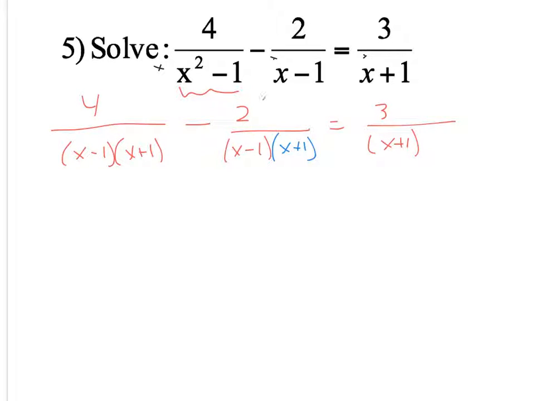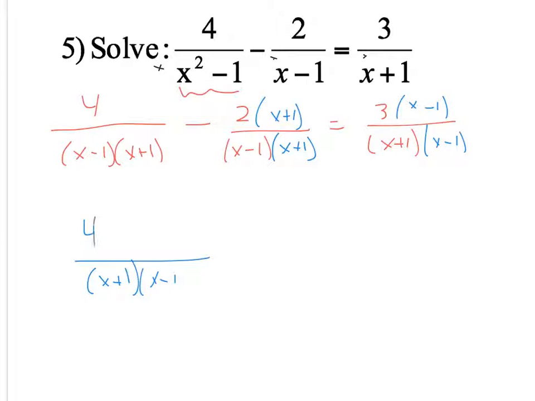X plus 1 here, x plus 1 here, and on the other side of things, x minus 1, x minus 1. And now since my denominators are the same, I can only worry about the numerators to get numbers there that will make things equal, because the denominators, it doesn't really matter what they are. They will be the same value. So now everything is over the same denominator.